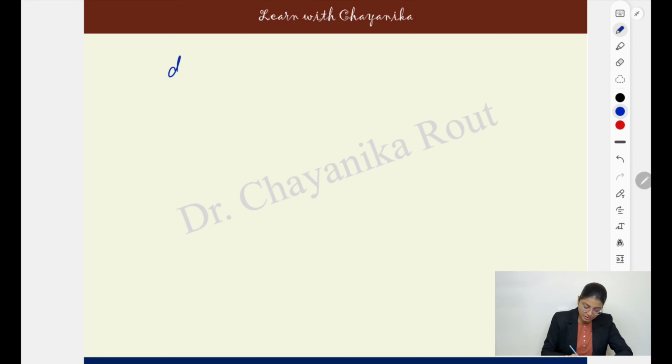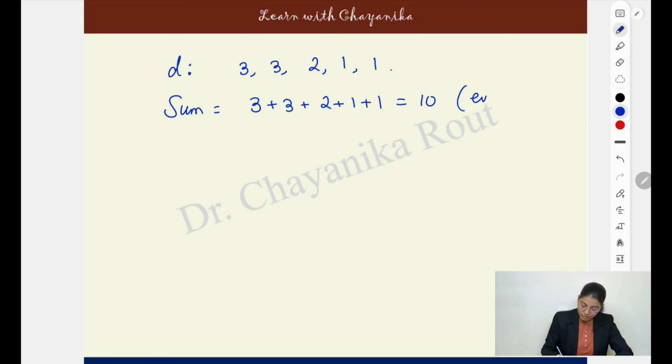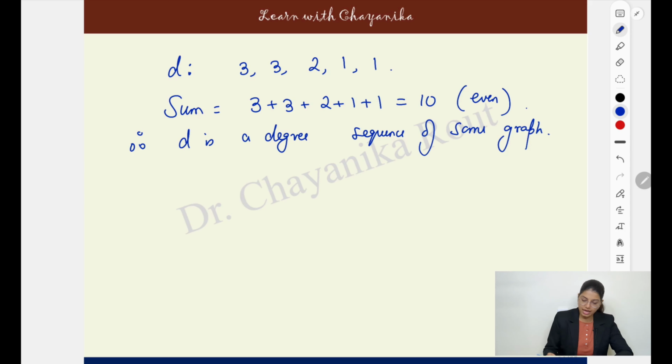However, if I take a different sequence, say 3, 3, 2, 1, 1. Now see, here the sum of all the terms is 10, which is even. Since it is even, I am concluding that D is a degree sequence of some graph. That is, a graph is possible. I can draw a graph with this sequence as degree sequence. Now I could definitely draw a graph with loops and multiple edges if required. For example, I could have drawn it like this.